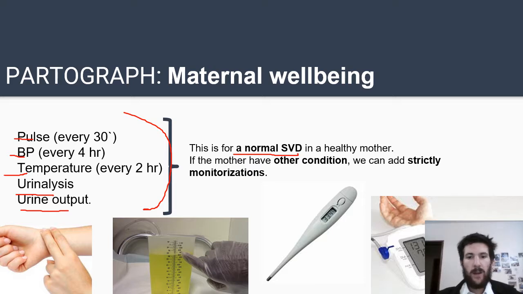But if the mother has another condition, for example, preeclampsia, the blood pressure, maybe we have to take it every 2 hours or every 1 hour. If the mother has a chorioamnionitis, we have to take the temperature more frequently. And also to make examinations about the tenderness in the abdomen, or a lot of different things. So this is only in the situation of a normal, simple vaginal delivery and in a normal patient.